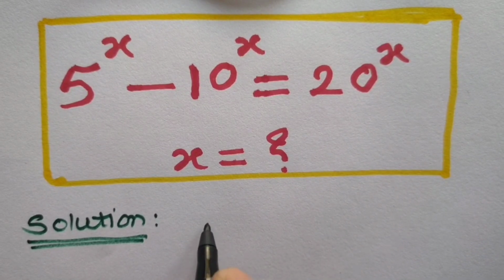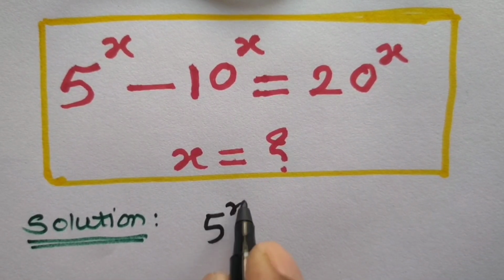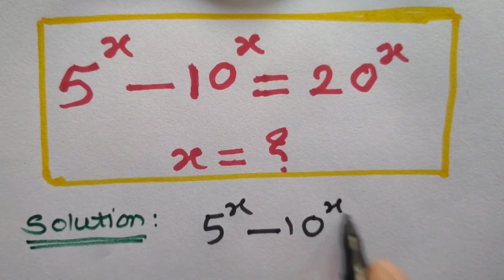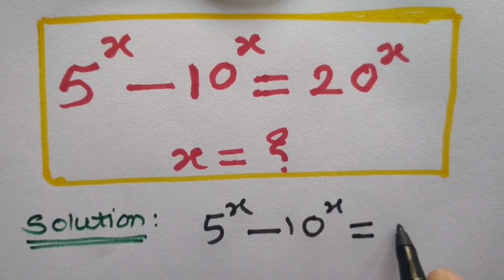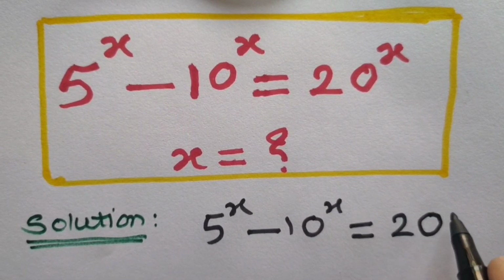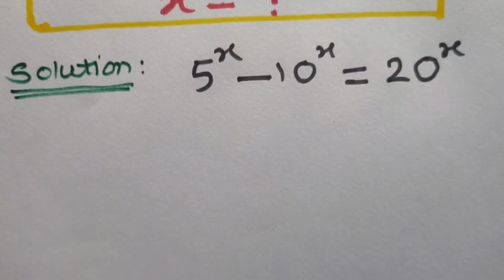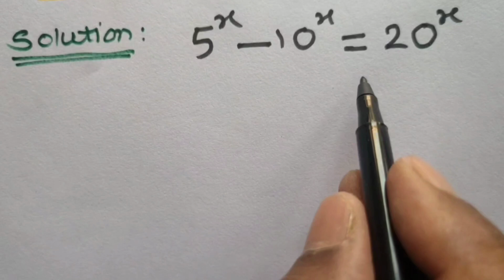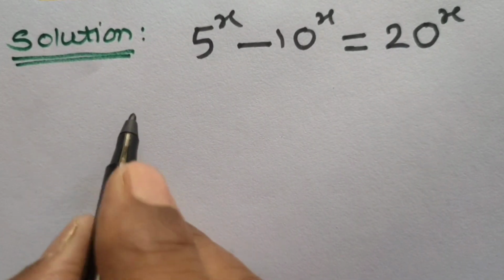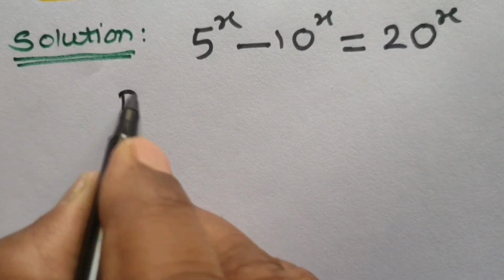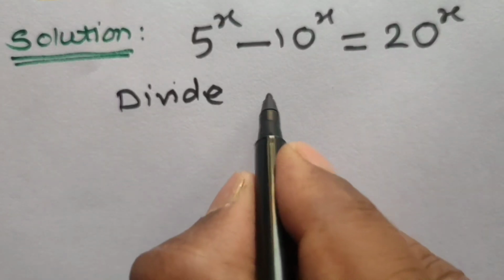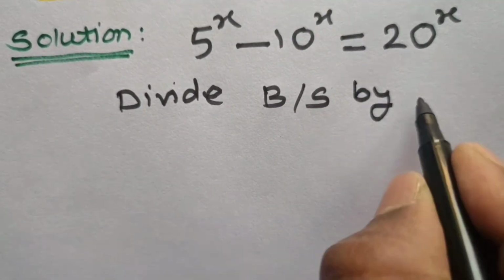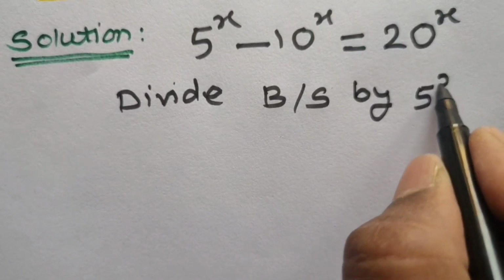Given equation is 5 to the power x minus 10 to the power x is equal to 20 to the power x. Now here, divide both sides of this equation by 5 to the power x.